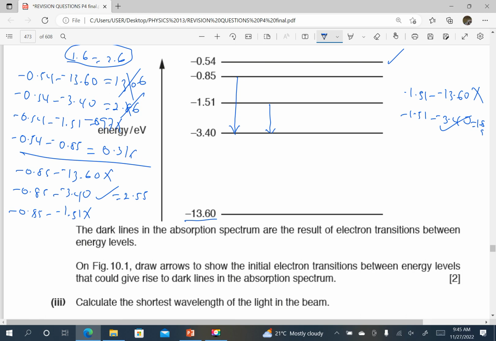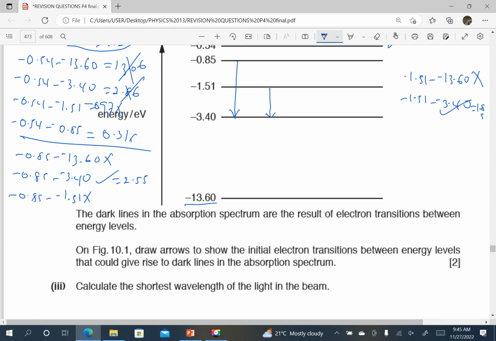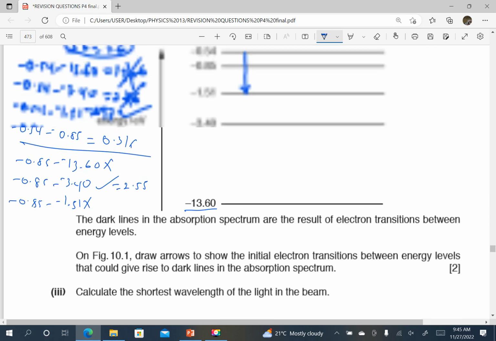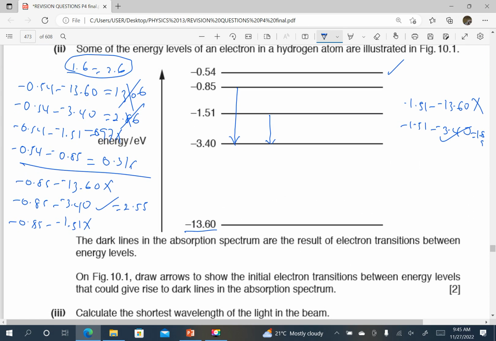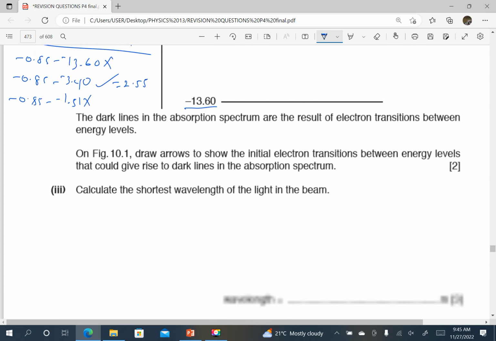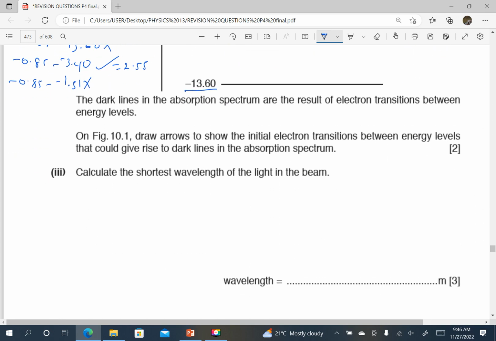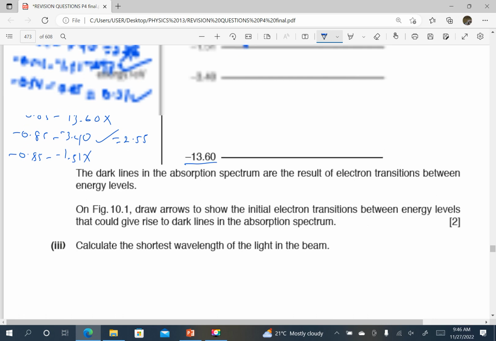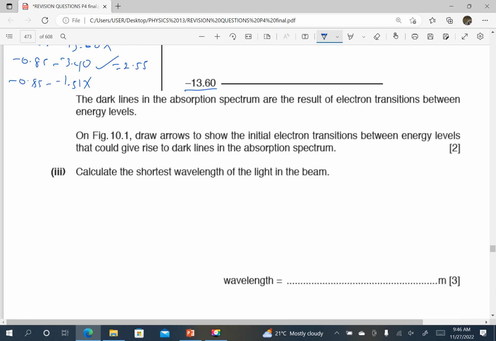Okay. Calculate the shortest wavelength of the light in the beam. Because the energies range from 1.6 to 2.6, the one with the highest energy has the shortest wavelength.